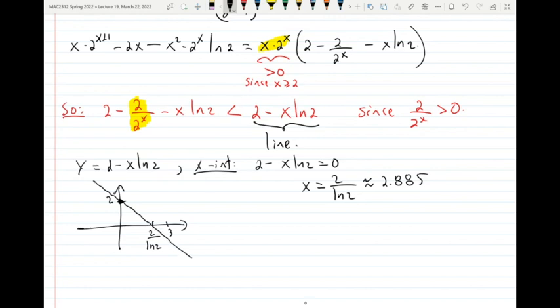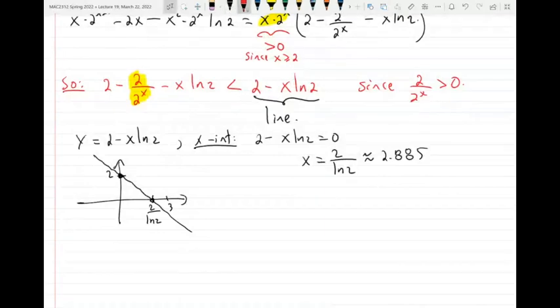So this line looks like this. The point is that at x equals 3, we already have a negative quantity here, and for anything bigger than 3, this is negative. Do you understand this? So for x greater than or equal to 3, this is the negative value, therefore our parenthesis is going to be negative as well.